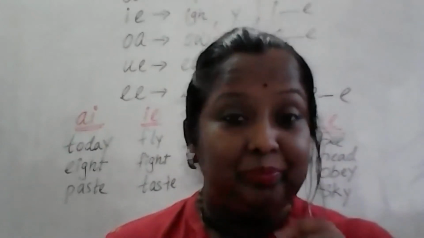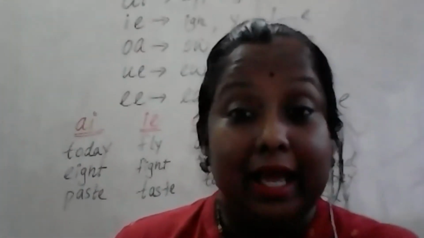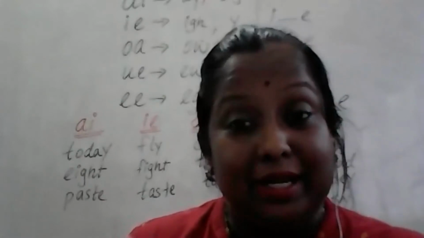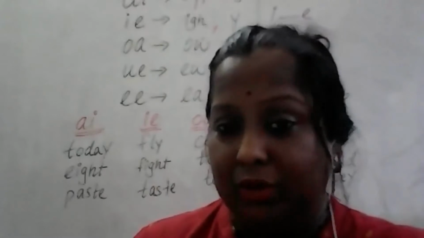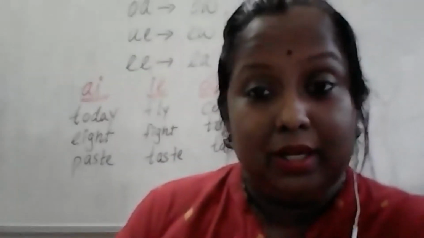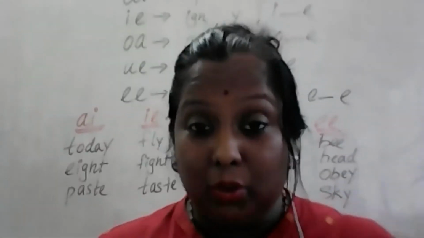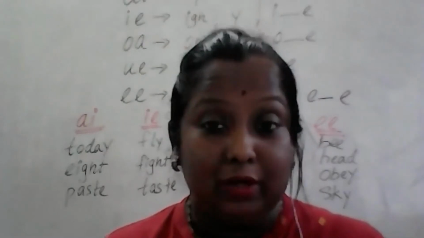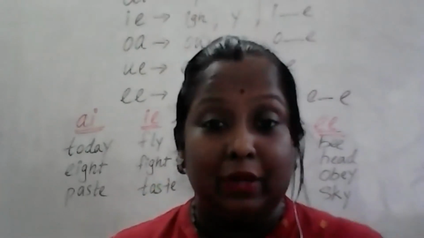Like A and I, E and E, O and A, U and E. These are two vowels together making one sound. Again, we have blends, and we have diphthongs. So totally we have 44 sounds in the English language.